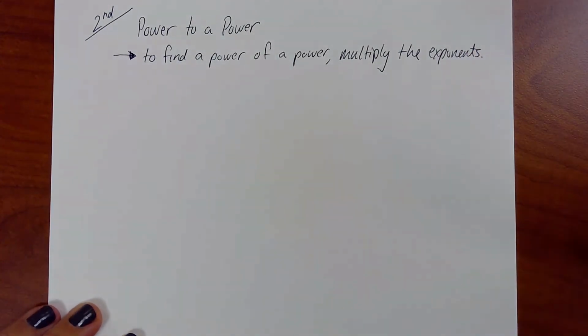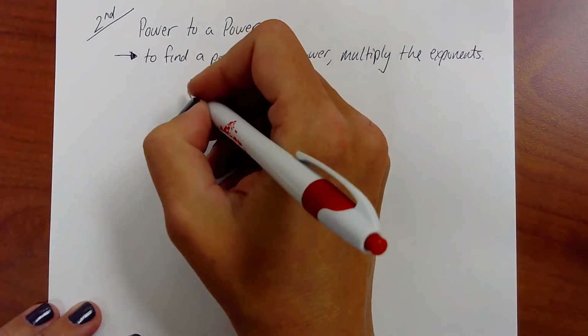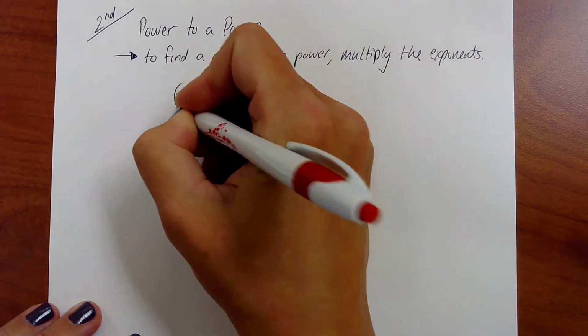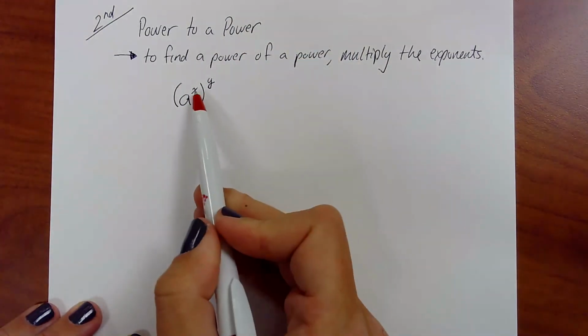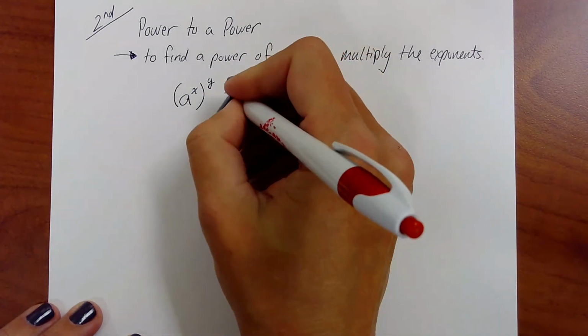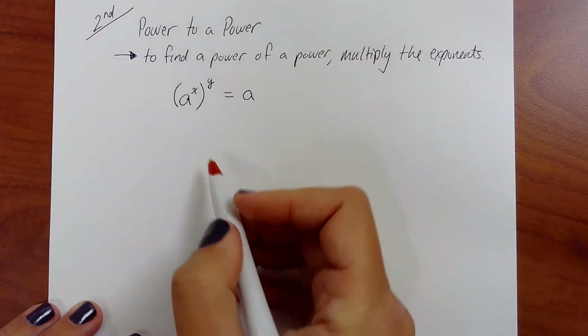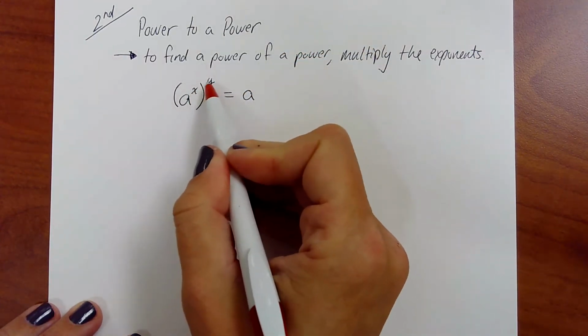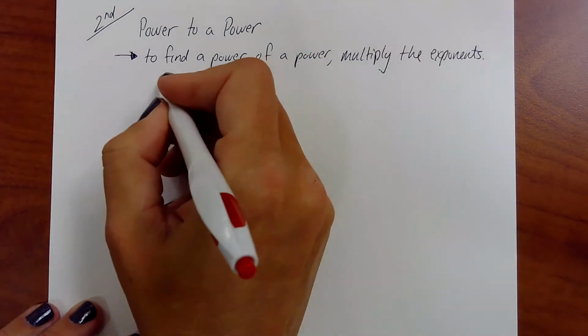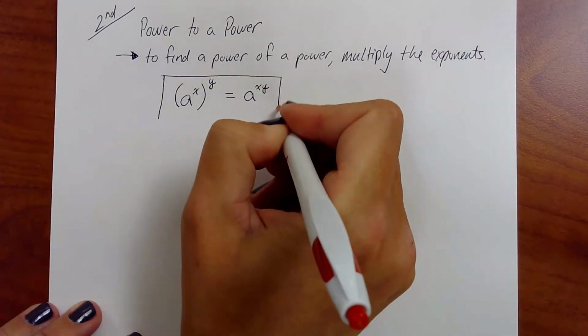Okay, how do they write that? They write it like this. So if you have a to the x all to the y power, so that's a power raised to a power, okay? You keep the base, and you're going to multiply these exponents. So x times y, x y. Okay, so this is power to a power.